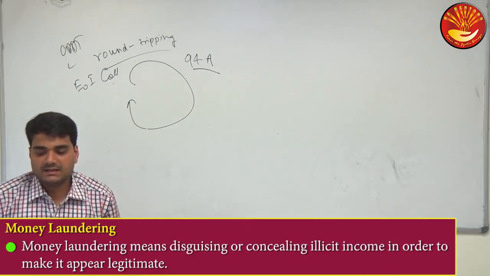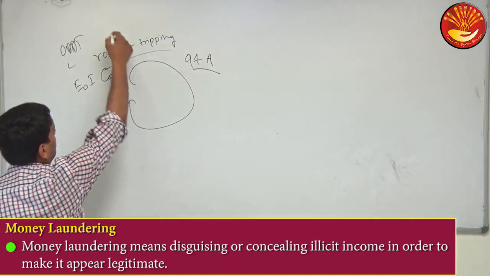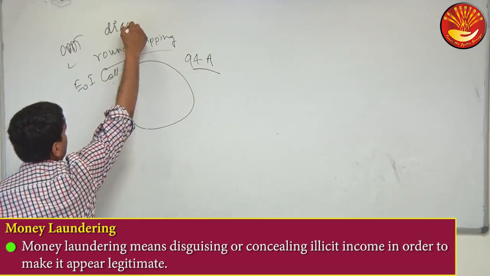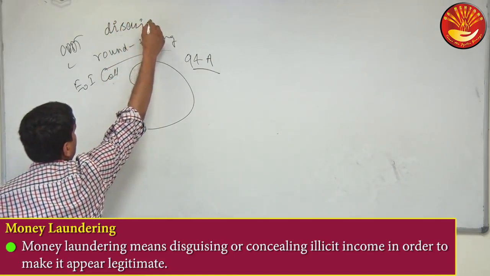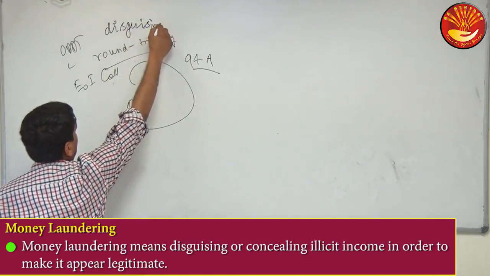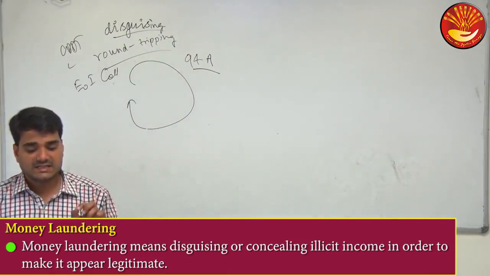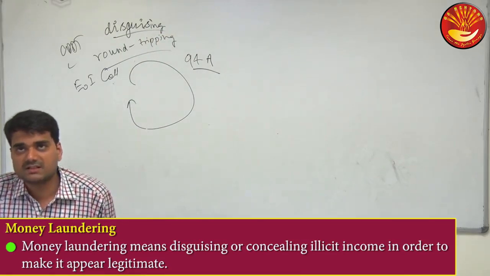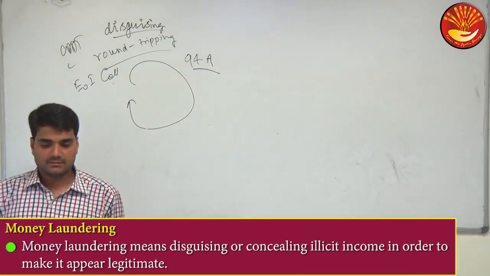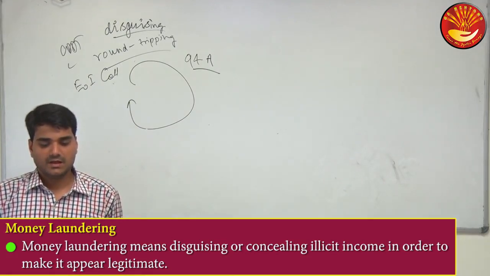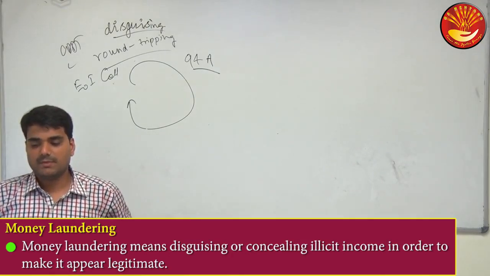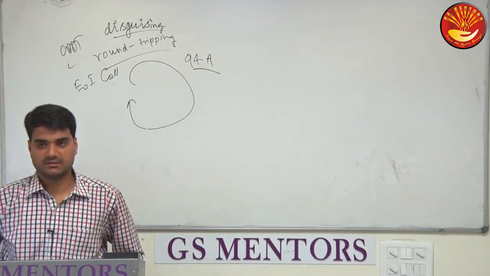Disguising or concealing. Disguising or concealing means it can be either disguised in some form or concealed. Disguising or concealing illicit income in order to make it appear legitimate.